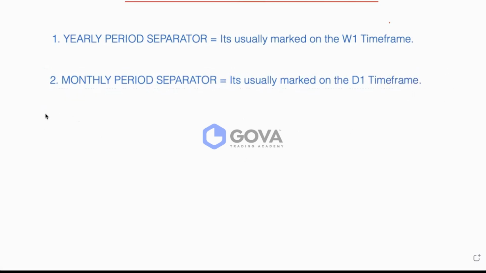So the third one we have is called the weekly period separator. We usually mark this weekly period separator on the H3 time frame.